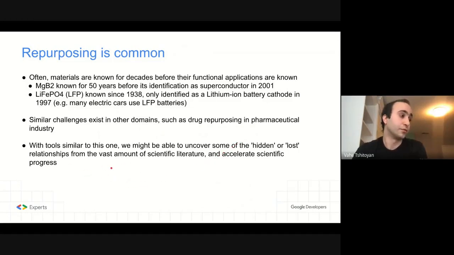So hopefully with tools similar to this one, they're very efficient because you're doing a simple dot product, and they consume a lot of text pretty easily. So maybe we can uncover some of these hidden or lost relationships that may be written in some paper that people have forgotten about, but the model can figure out that this could potentially be a good avenue for research, since we cannot really read so many papers.